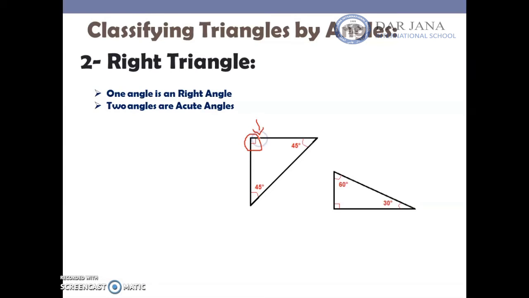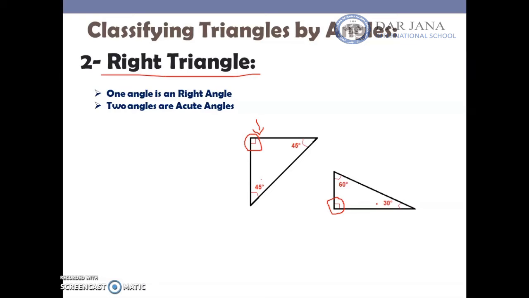This shows that this is a right angle. Because this triangle has one right angle and the other 2, of course 45 and 45, are acute, this one is called a right triangle. The other example is correct also. You see here, this is the right angle sign, and this is 60 and 30, both of which are acute. So this is a right triangle.